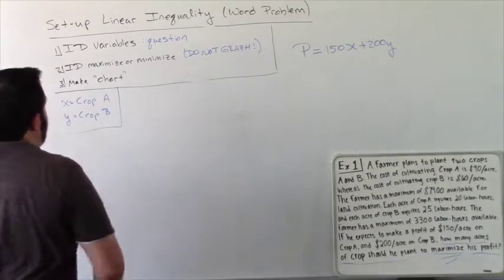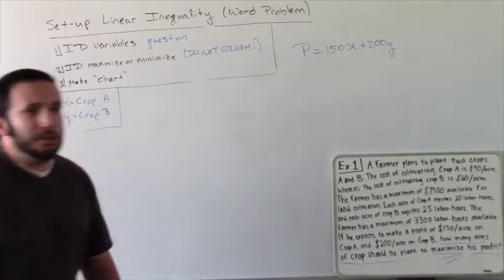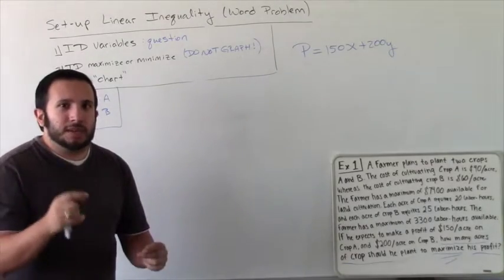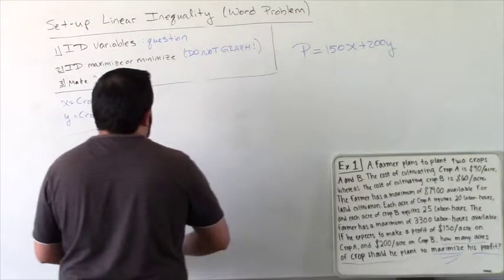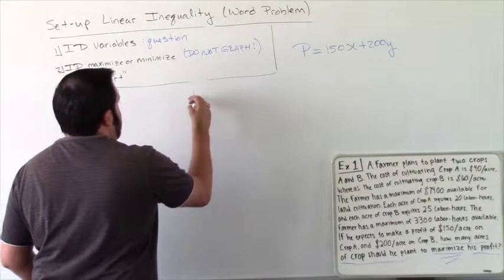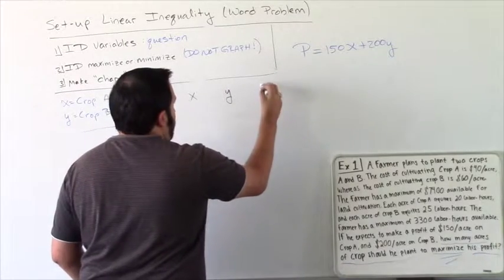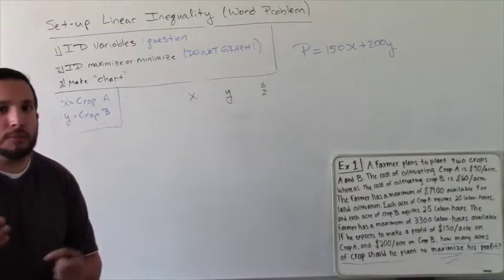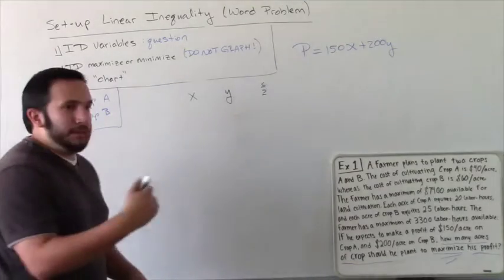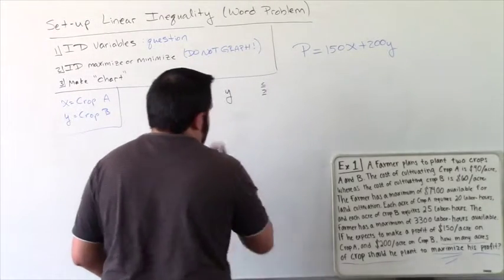Awesome. Now that we've identified my variables, and now that I've identified what I'm maximizing or minimizing, let's go back to the beginning and reread the problem. I'm going to set up my quote-unquote chart where I have an X, a Y, but instead of equals, you're going to have a less than or equal to or a greater than or equal to. We don't know yet. We'll have to read the problem to figure out whether it's going to be less than or equal to or greater than or equal to. So let's start from the beginning, okay?